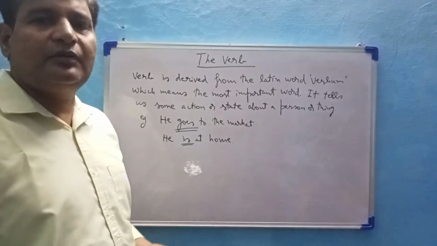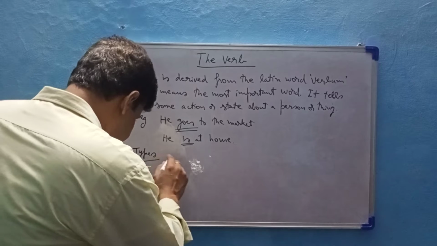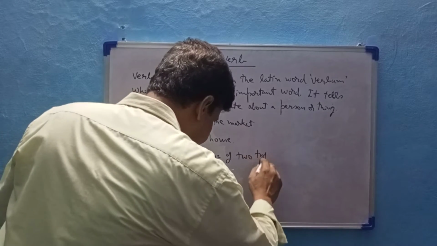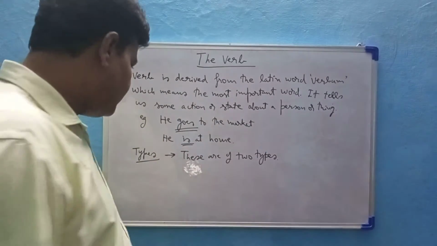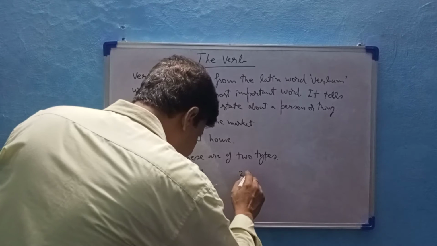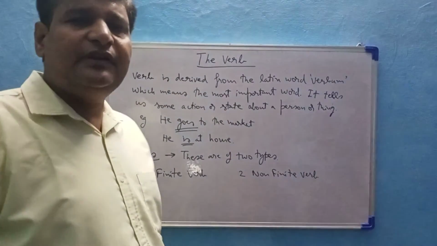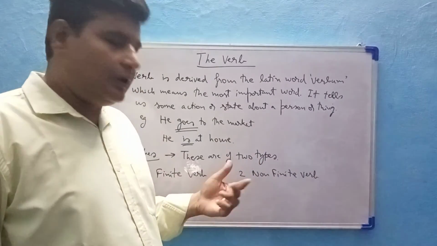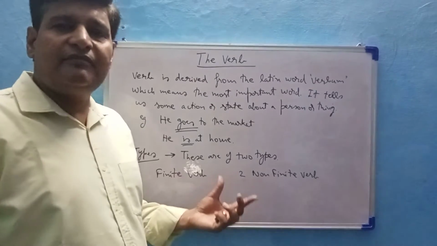Now let us understand the types of the verb. These are of two types: finite verb and non-finite verb. In the previous classes we understood about non-finite verbs, and in this class and the classes after this, we are going to understand the finite verb.